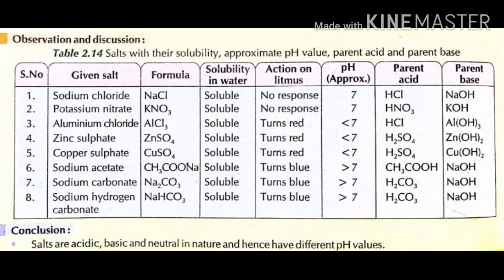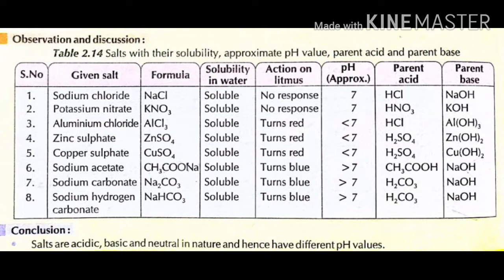Second one, potassium nitrate, formula KNO3, soluble, no response, pH 7. The parent acid HNO3 and base KOH. Third one, aluminum chloride, formula AlCl3, it is soluble in water. It turns blue litmus to red, so it is acidic in nature, so the pH value is less than 7. Parent acid HCl and base Al(OH)3.